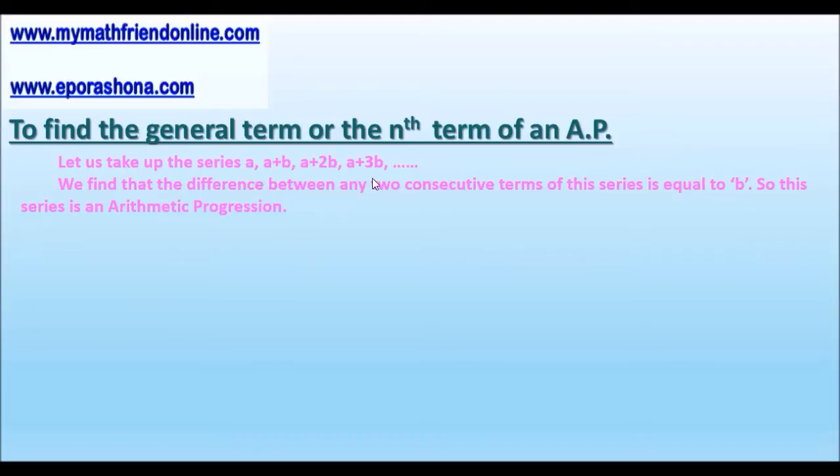So this is the speciality of this series. So we can say that this series is an arithmetic progression. Now we will be trying to generate a formula for getting the expression of the nth term of this particular series, which has the first term as a and the common difference as b. So a is the first term and b is the common difference, CD, of this AP.